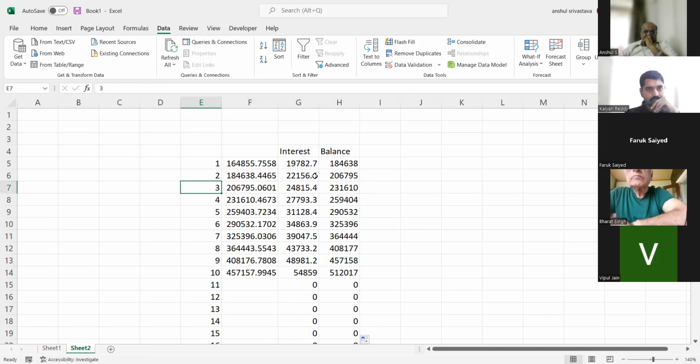What went wrong in this? 4 lakh 50. How can it be so less? Only this much? We are investing 1,64,000. How can that be? No, sir, something went wrong.